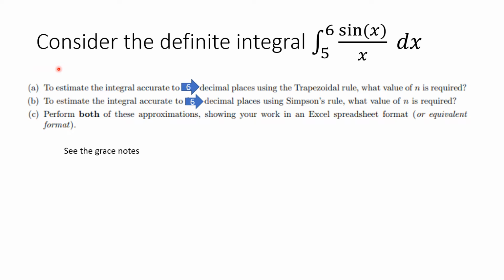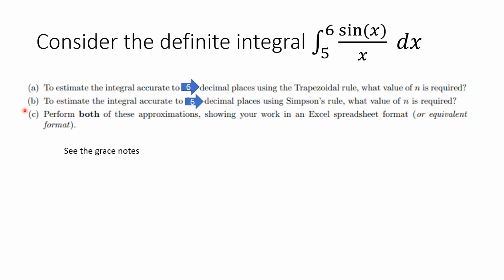The first one, called number 1 from the take-home, is consider the definite integral, the integral from 5 to 6 of sine x over x dx. Now this is an important integral in applied math, but it turns out that you cannot compute this exactly, so you have to estimate the integral using approximations. So I'm asking you to estimate the integral, this one, accurate to 6 decimal places using the trapezoidal rule. And the question here is what value of n is required to do this estimate to 6 decimal places.